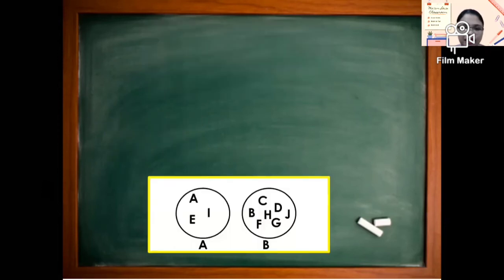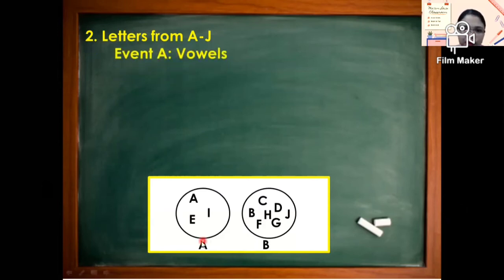Let's have another example. Letters from A to J. The sample space is from letters A to J. Ang ating event A daw po ay vowels. Tama ba? A, E, I. So that is event A. Sa ating event B is consonant. Kung papansin natin, we have B, C, D, F, G, H, J.